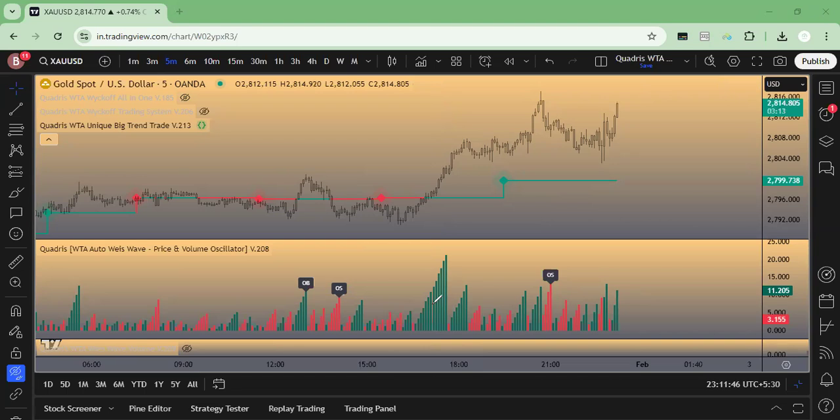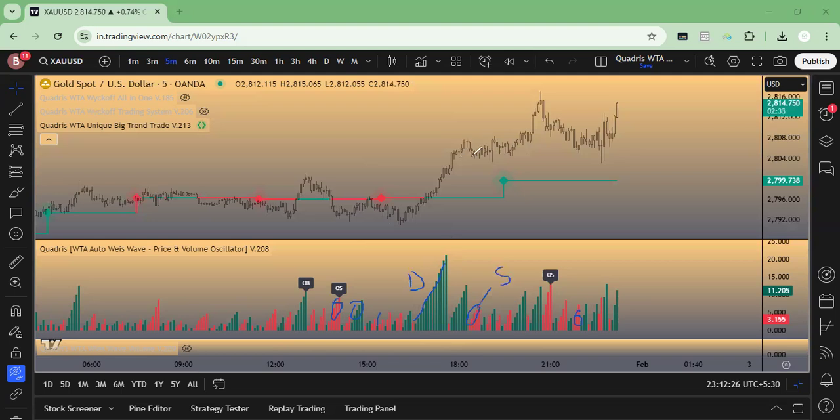So here you can see this red pyramid, green pyramid, some sort of single red, green histogram, and then green or red histograms. These are visible over here. So what is this kind of thing? If there is a green histogram, green histogram refers to demand, red histogram refers to supply.